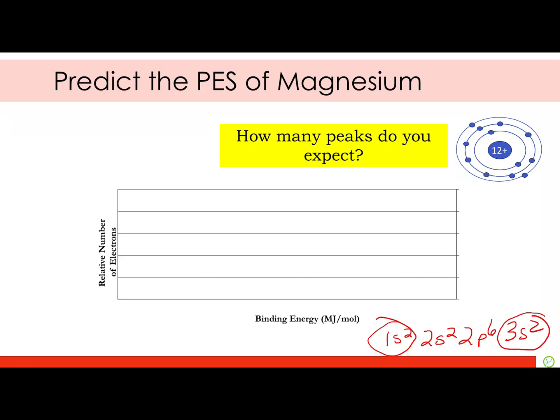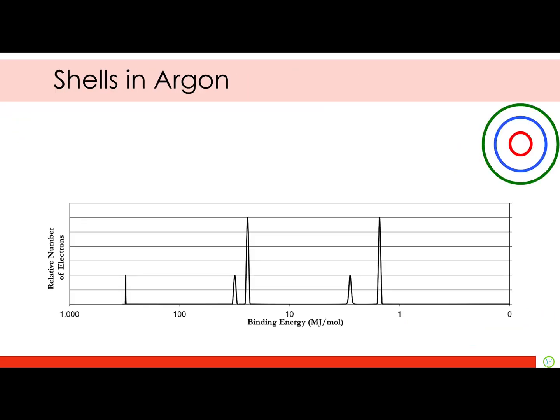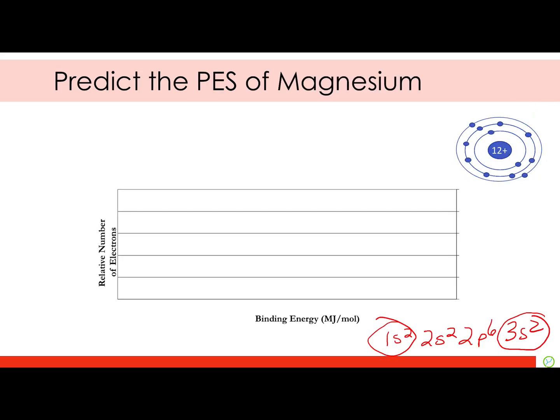And so you should see, if I were to draw it, I would make a peak here for my 1s electrons. I would probably put my 2s electrons here. Let's see, 1, 2, and then 1, 2, 3, 4, 5. So I put this one here, and then I might put my 3s electrons here. So my diagram might look something like that.